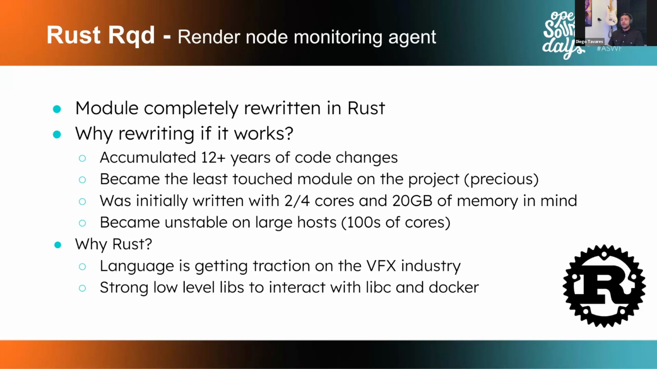Why Rust? To start with, Rust is getting traction in the VFX industry. A lot of new projects are starting in Rust, and some projects migrated to Rust recently. So it's easy to find developers that are interested in learning and contributing in Rust. And Rust is very strong in low-level libraries. It is very easy to interact with libc and the Docker library, which is something that we use in RQD, even easier than Python. So it was one of the main things that motivated Rust as the choice.